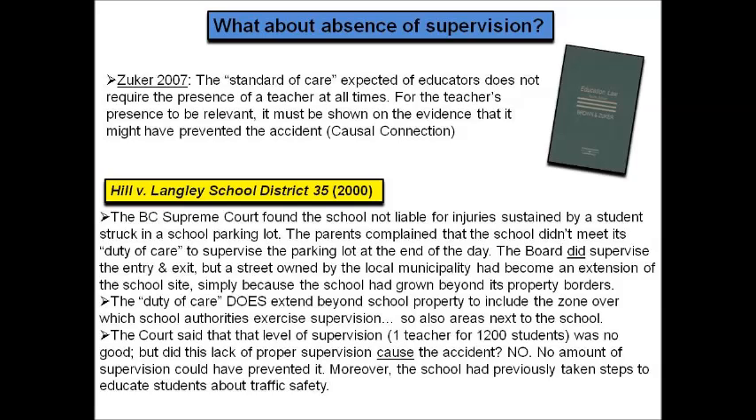So here are some court cases about absence of supervision and the causal connection idea.